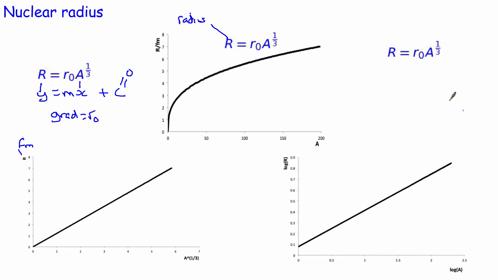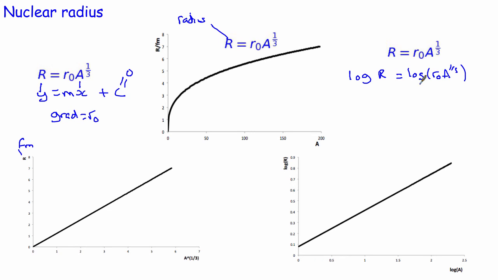The second way to do that is slightly more complicated. Again, it's something you need to know. So we can transform this again into a straight line, but in a different way. If we take logs of both sides, I'm going to use logs to base 10, but it works equally well with natural logs, we get the log of R equals the log of R0 A to the third.